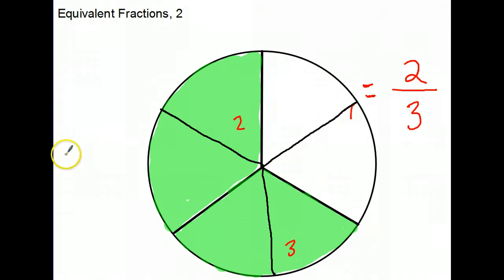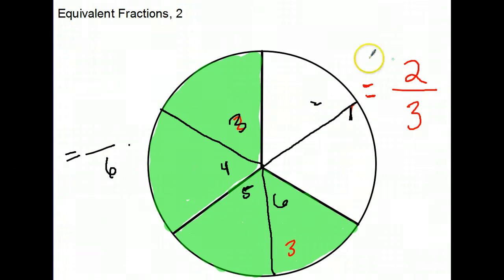Now I have a new fraction. The value of the fraction hasn't changed, but the number of pieces that I have cut, I now have 1, 2, 3, 4, 5, and 6. I have 6 pieces now. So the value of the denominator is 6. And the number of pieces that are shaded are 1, 2, 3, and 4. So 4 of my 6 are shaded.